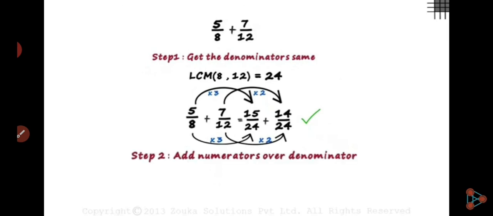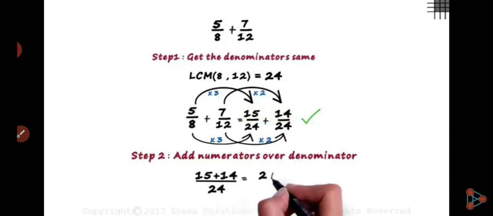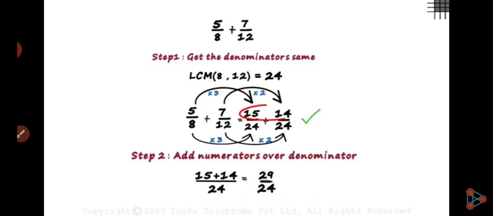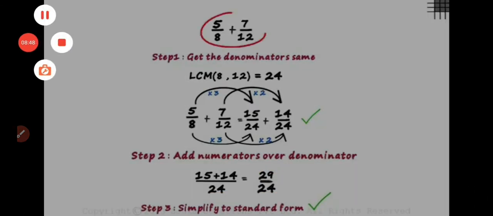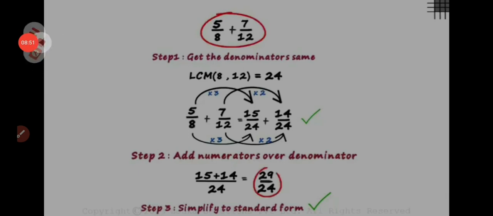In the second step, we add the numerators over the denominator. We can write the sum as 15 plus 14 divided by 24. That equals 29 by 24. We just added the numerators over the common denominator. In the third step, we have to simplify it to standard form. 29 by 24 is already in its standard form and hence becomes our final answer. The sum of these two rational numbers equals 29 by 24.